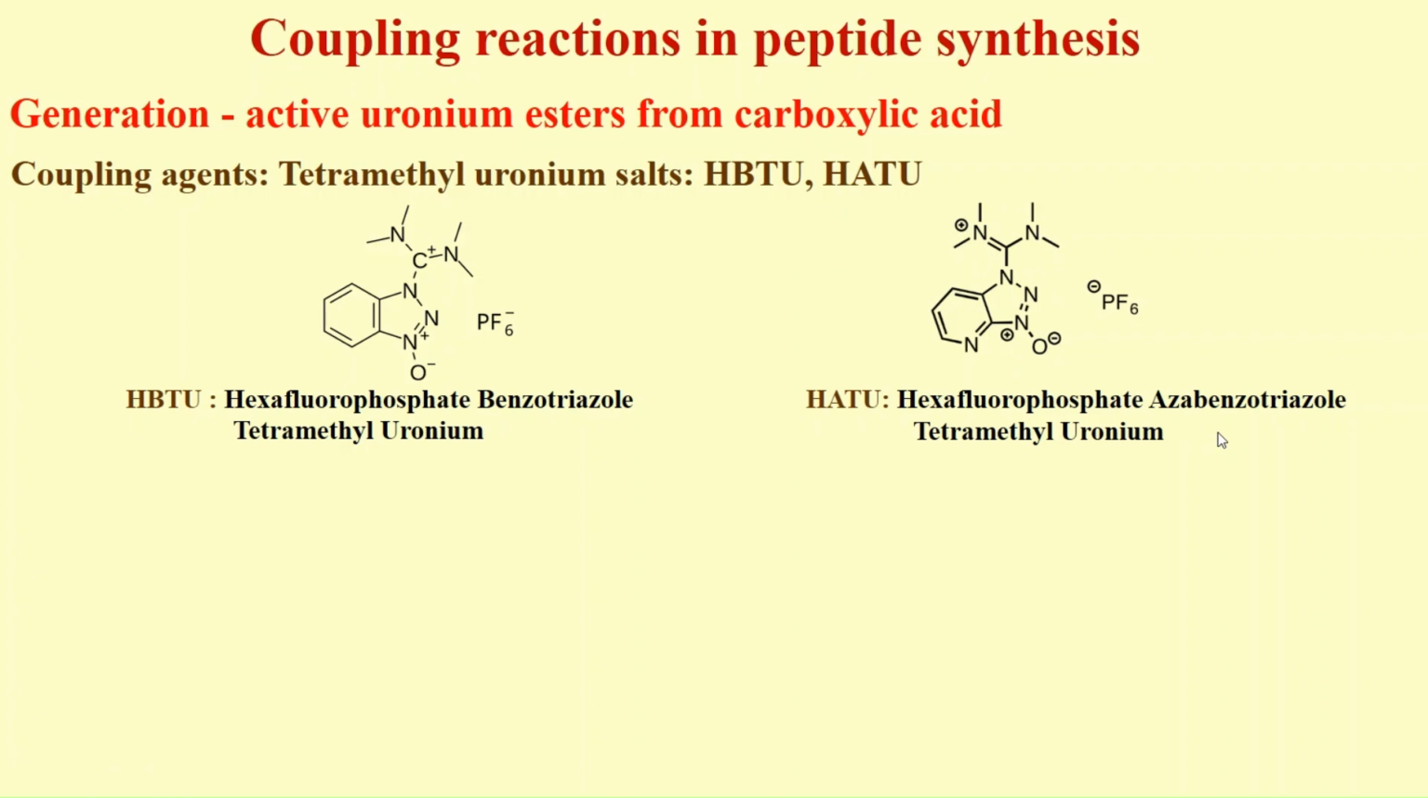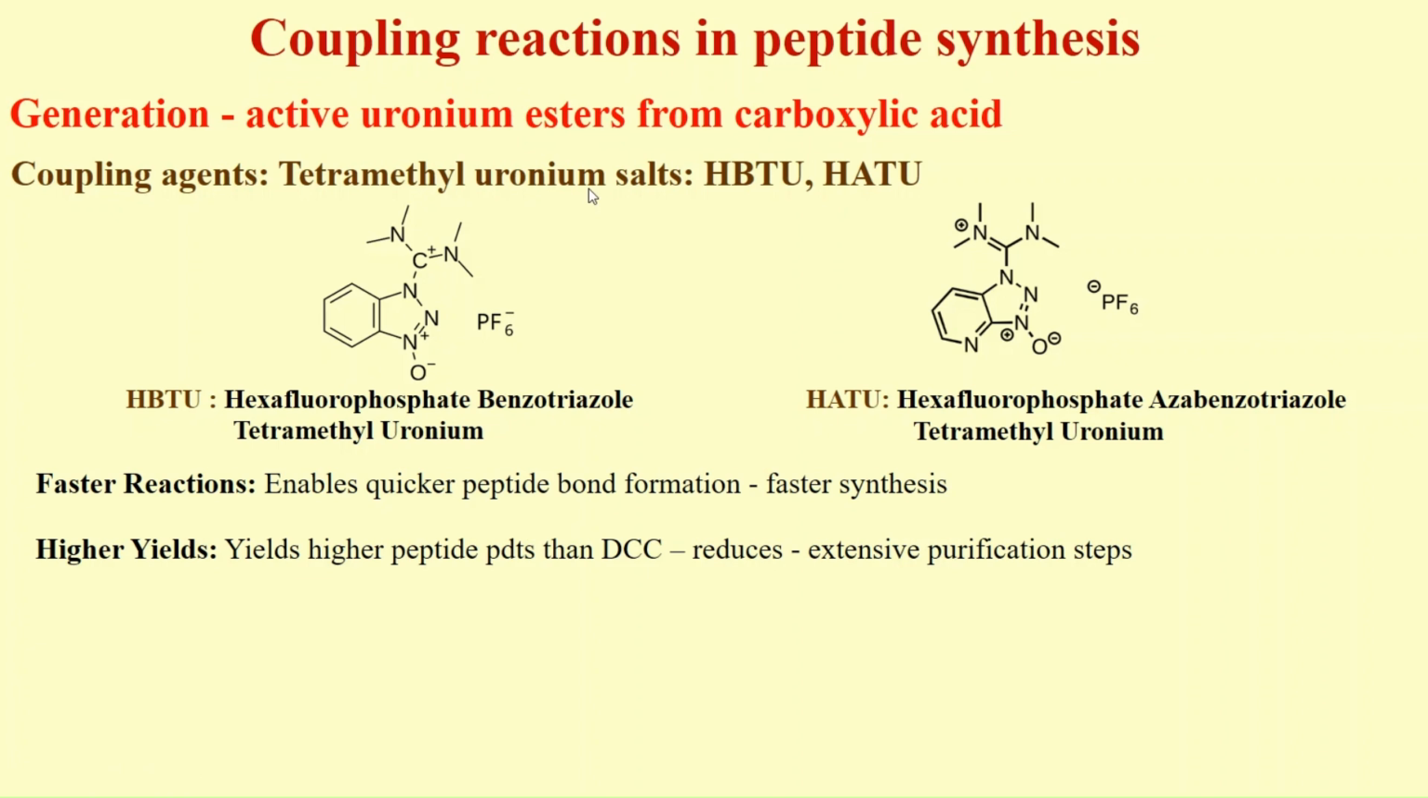Instead of using carbodiimides as the coupling agent, we use HBTU and HATU in its place to create active esters, which are uronium esters. Why HATU and HBTU? This enables the reaction to proceed very quickly. Hence, the reaction kinetics is very fast compared to carbodiimide coupling.